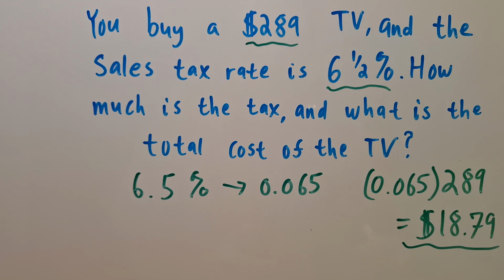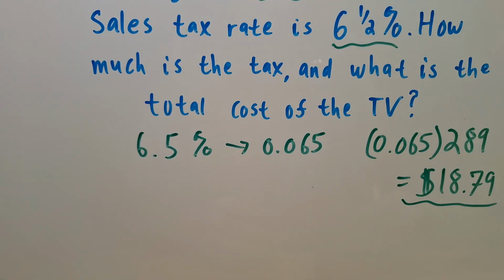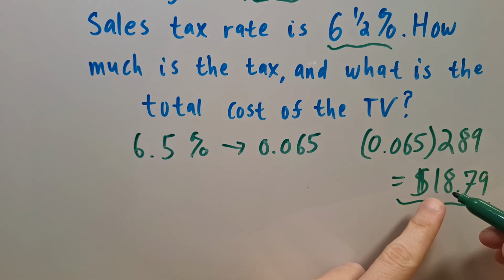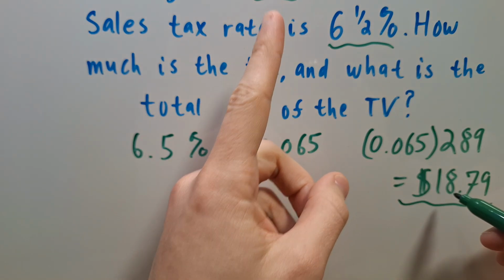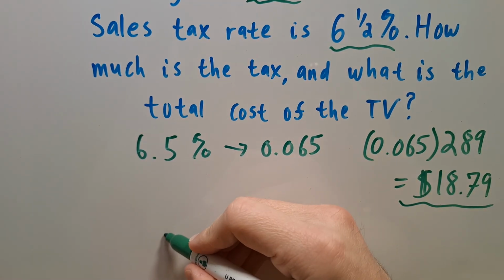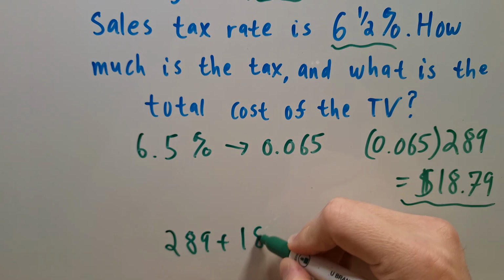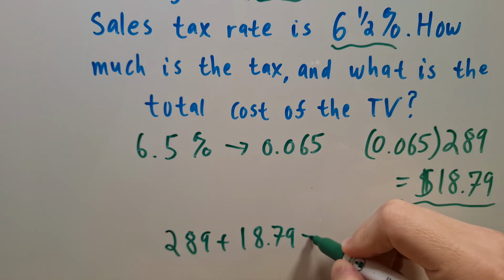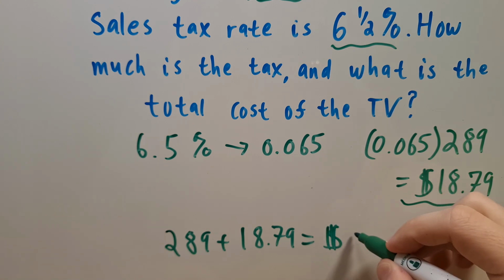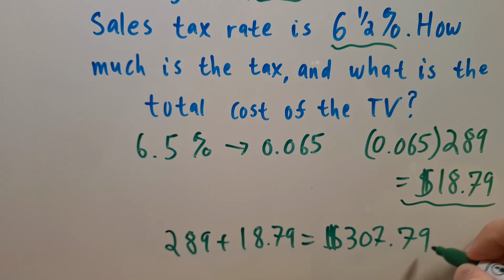The last thing we will do, and I'll come down here for this, we have to find the total cost of the TV. So we're going to take this number, $18.79, and we're going to add it to the price of the TV, $289. So adding all of this together gives us a total cost of $307.79.